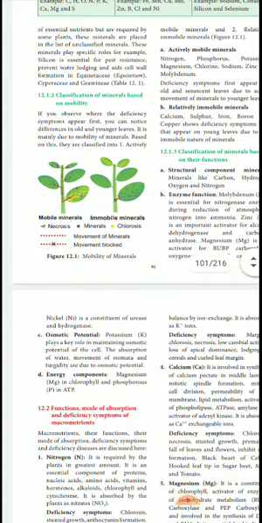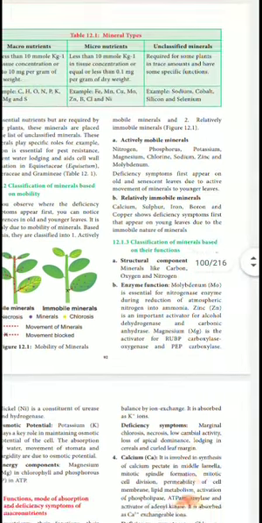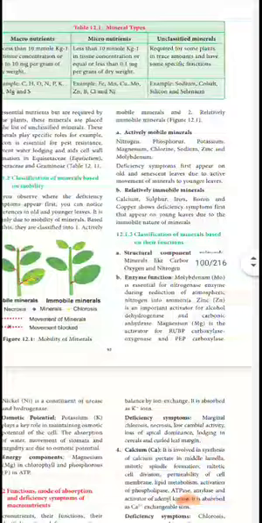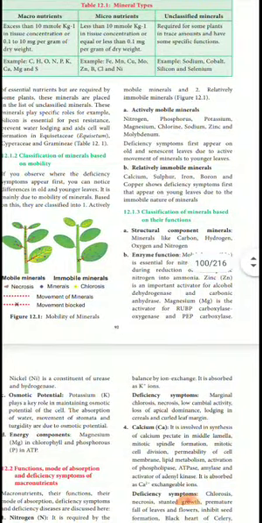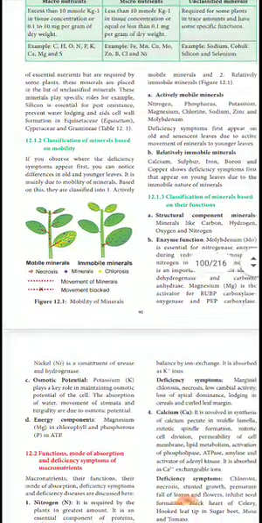If you observe where the deficiency symptom appears first, you can notice a difference in old and younger leaves. See these old and younger leaves: mobile minerals and immobile minerals. This is mainly due to the mobility of the mineral. Mobility means movement. Based on this they are classified into actively mobile nutrients and relatively immobile nutrients. Immobile means it does not move from one place to another. Mobile means it will be moved.